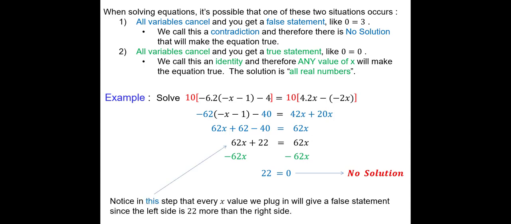And we can actually see that that would have been true back at this step here. Notice that on the left side, we're saying that multiplying the answer times 62 and adding 22 more is the same as multiplying the answer by 62, which doesn't make any sense because the left side will always be 22 more than the right side. And therefore, anytime the variables cancel and we get a false statement, the answer is no solution.